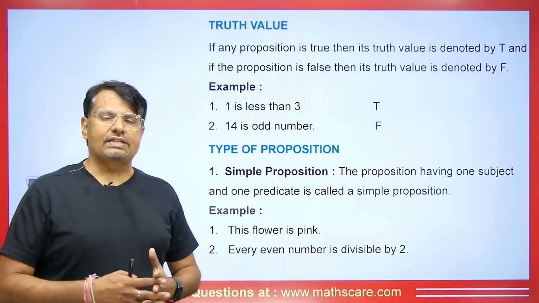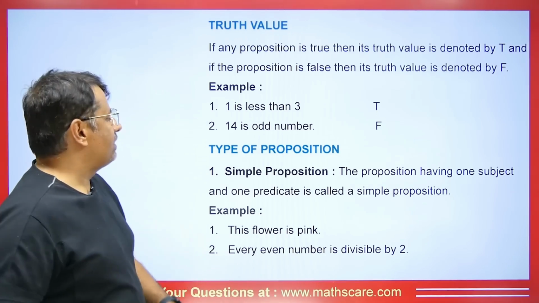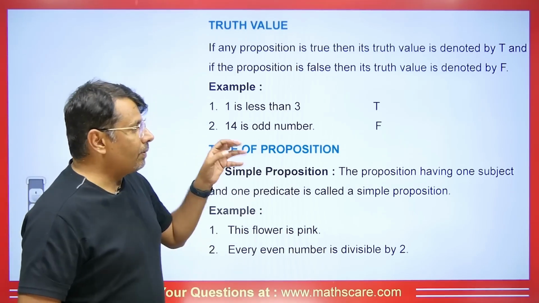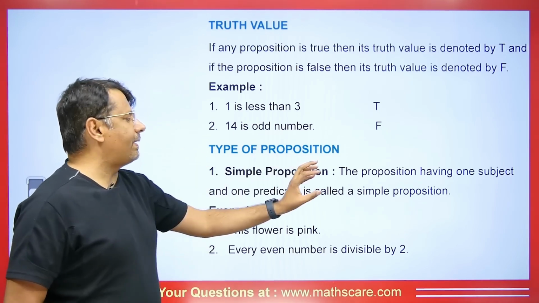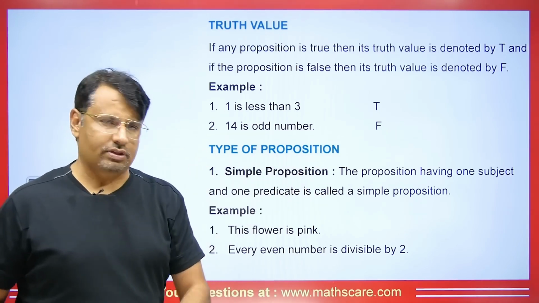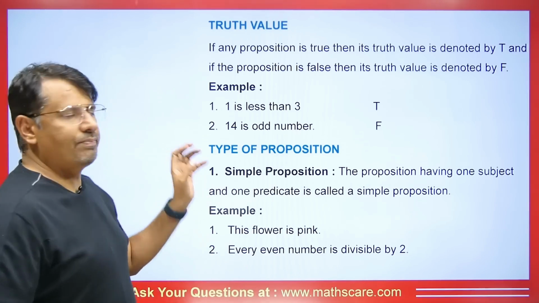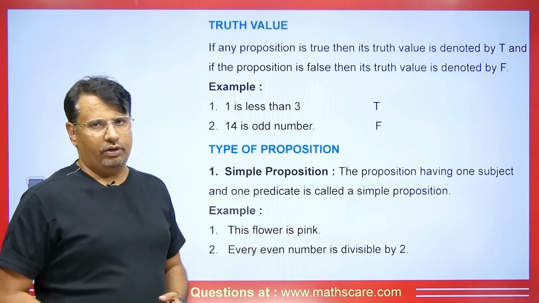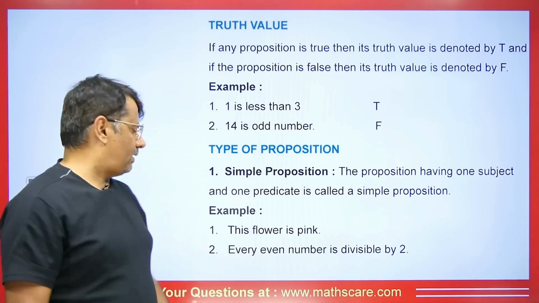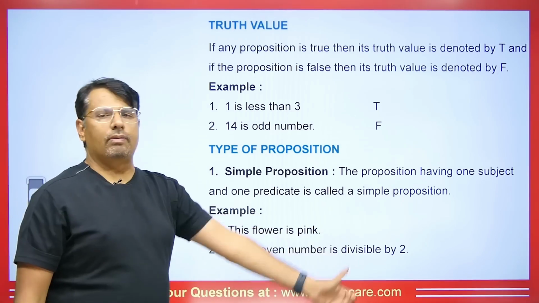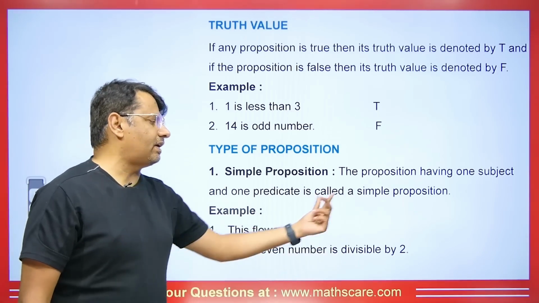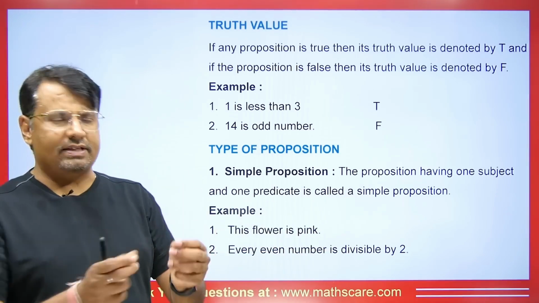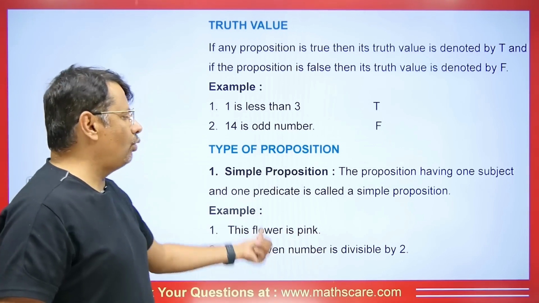And now the types of proposition. So what are the types of proposition? The first one is the simple proposition. What is this? The proposition having one subject and one predicate is called a simple proposition. Is this clear? Here we will have one subject and the other will be the predicate. For example, the flower is pink. Here we are talking about the flower, that its color is pink. Every even number is divisible by 2. So here we are talking about even numbers, that they are divisible by 2. So you can see, this is a simple proposition, a simple sentence which is based on true and false.